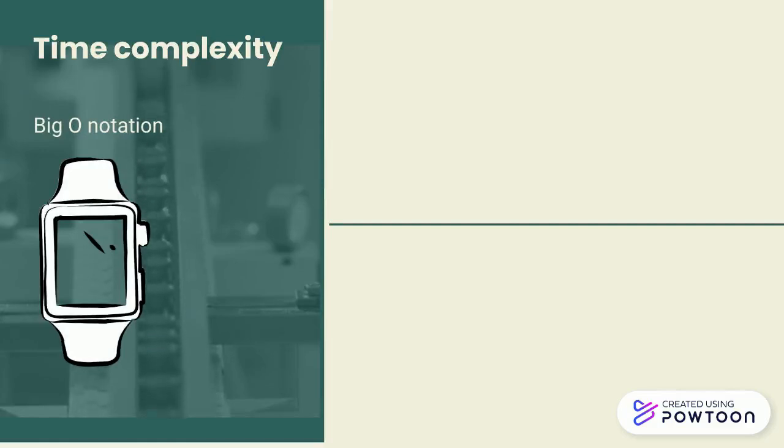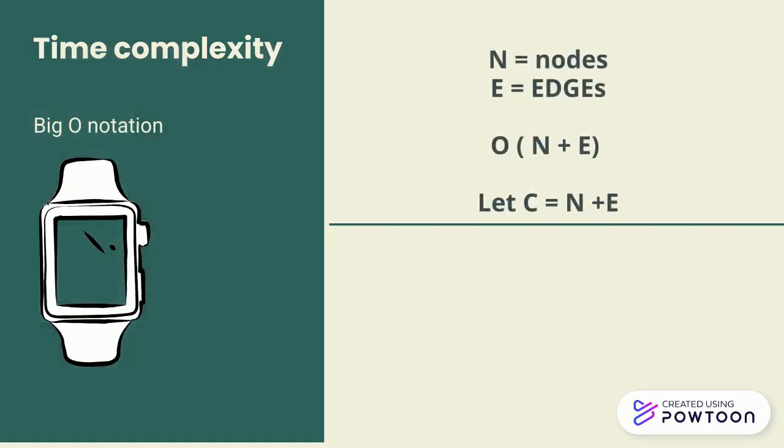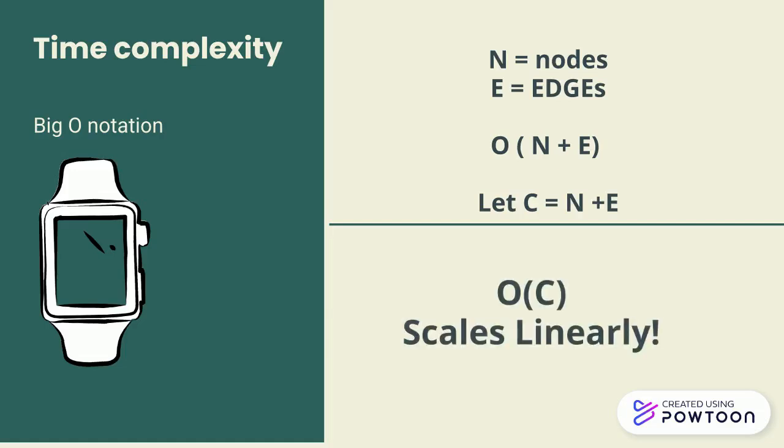So in big O notation, the time complexity can be represented by the amount of vertices or nodes and edges that is passed through. So if we were to let n represent the total nodes and e the total edges, the big O notation would look as follows. O of n plus e. Since n and e are constants, we would be able to determine the size of the graph based on big O notation, and we can reduce it to O of C, C representing the total nodes and edges traversed.